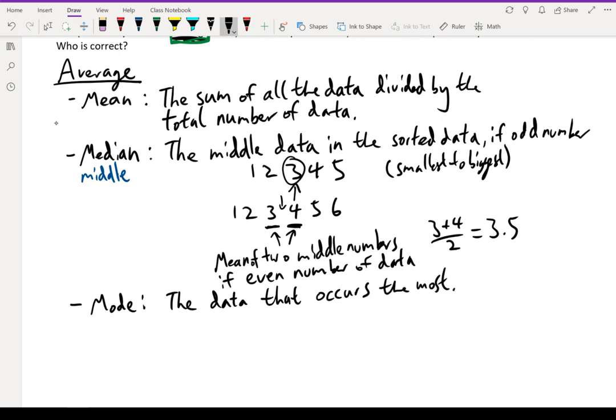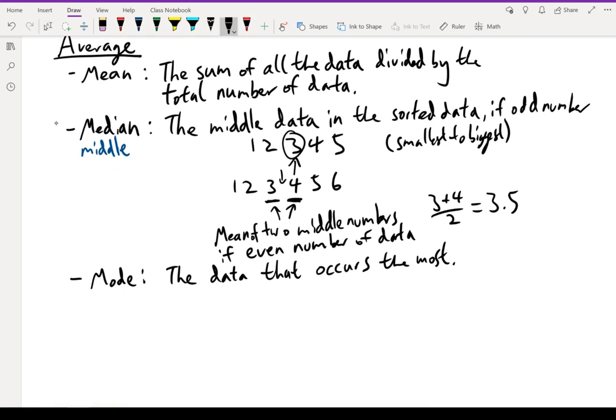The mode is the data that occurs the most, meaning it pops up the most. For a very quick example, if I have a set of data that is 1, 1, 2, 3, 4, 5, the number that appears the most is 1. There are 2 of that, so the mode will be 1 in this case.